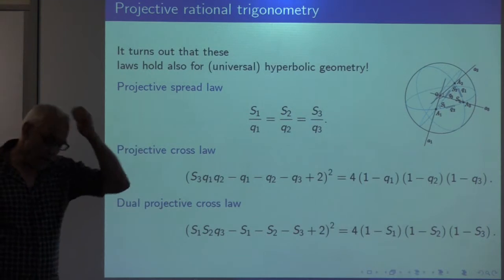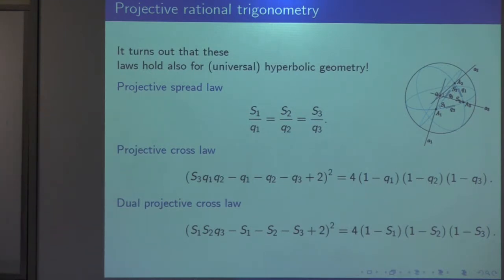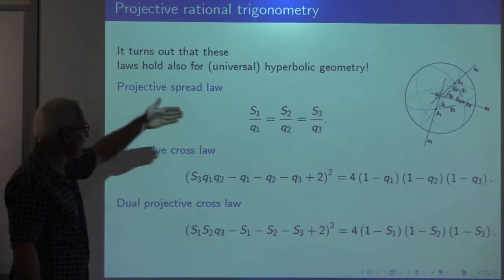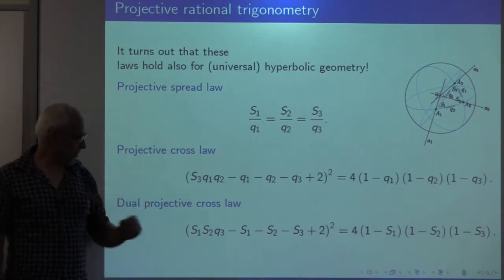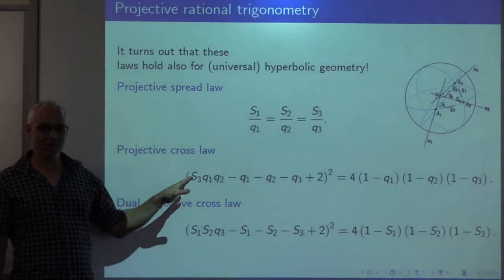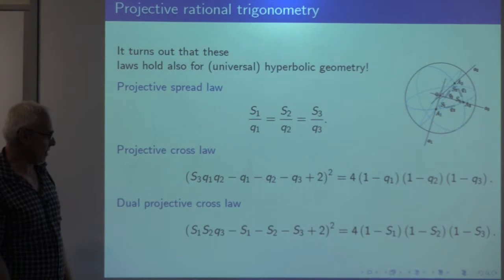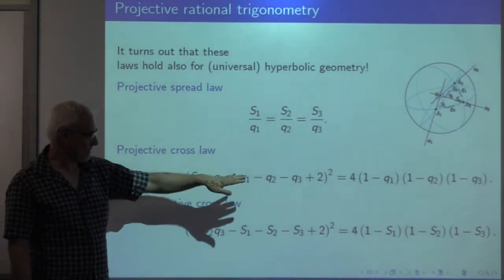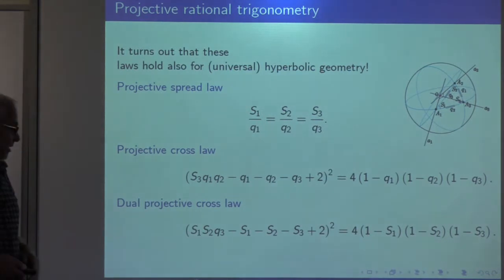And then here are the main laws for projective geometry, in the setting of metrical projective geometry. We still have a projective spread law, which looks exactly the same as before. But now the cosine law, the cross law, is jacked up, something a little more complicated. Very beautiful formulas, lots of things one can say about them. Anyway, so those are the projective analogs of the cosine law.